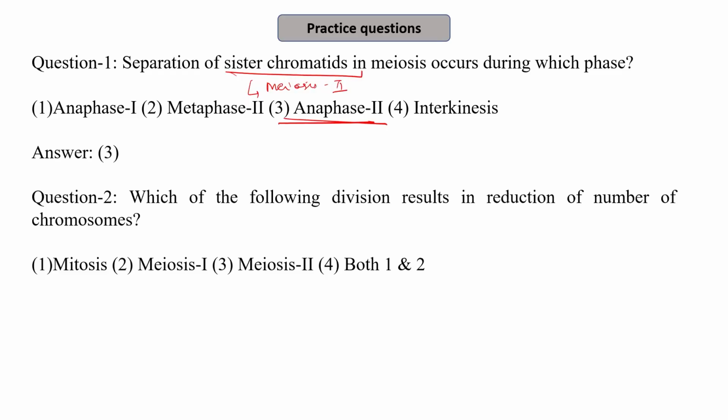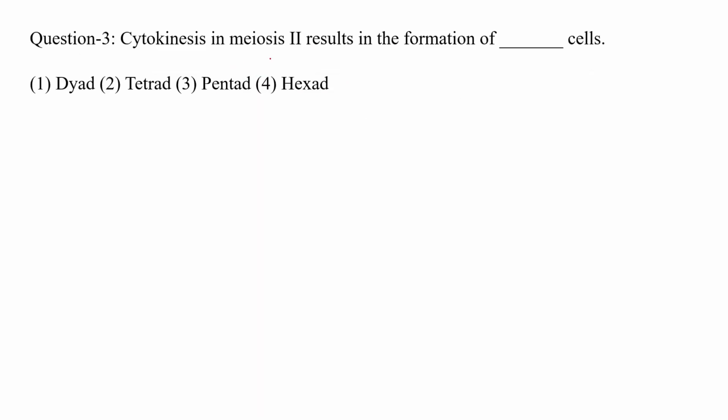Second question is, which of the following divisions results in the reduction of the number of chromosomes? So it is meiosis 1 that leads to the reduction in the number of chromosomes. In meiosis 1, there is a separation of homologous chromosomes, resulting in the reduction of the chromosomes. Next is, cytokinesis in meiosis 2 is followed by the formation of tetrad cells, that is, the 4 haploid cells are formed.